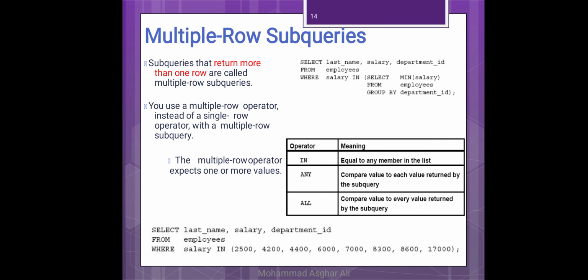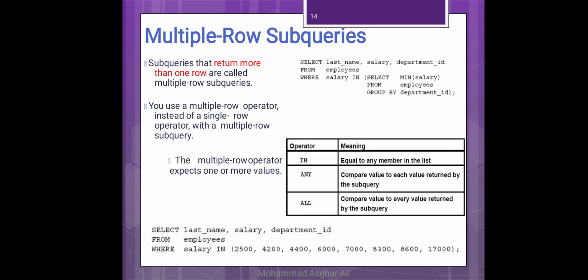Multiple row subqueries. Subqueries that return more than one row are called multiple row subqueries. You use a multiple row operator instead of a single row operator with a multiple row subquery. In multiple row subqueries, we basically use three operators: the IN operator, the ANY operator, and the ALL operator. The IN operator means equal to any member in the list. ANY means compare the value to each value returned by the subquery. ALL compares the value to every value returned by the subquery.